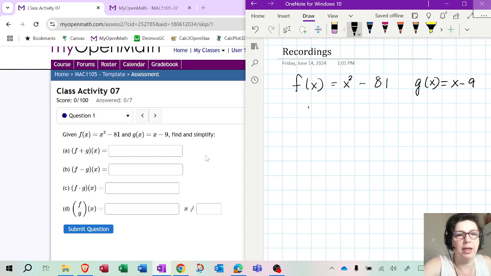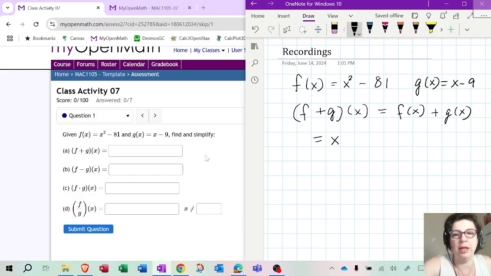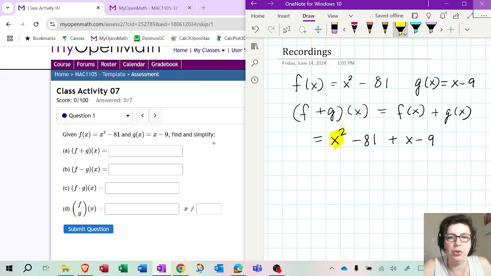So the first part is saying find a new function which is called f plus g of x. But what that does is it basically means that you have to take f of x and add g of x to it. Okay, and then also simplify. So here we're going to have x squared minus 81 plus x minus 9. So now we need to identify like terms. So remember, like terms are the terms that have the same powers of x. So here we have x squared, but there is no other x squared in here, so there is no way to simplify that part.